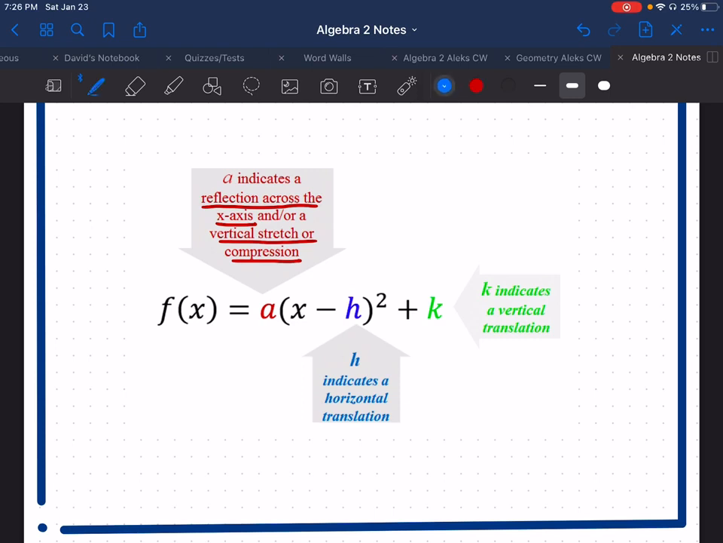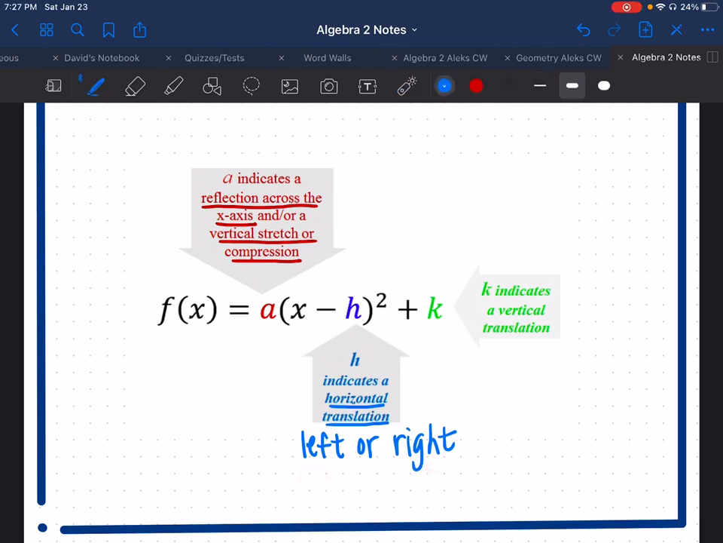H, the number inside with my x, is going to indicate a horizontal translation. Remember, a translation is simply a movement. So we're going to pick the graph up and we're going to move it. Horizontally means we're going to move it to the left or to the right. Also remember that because it is inside the parentheses, this minus is very deceiving. I would think that the minus would move the function to the left, but because it is inside the function, it actually does the opposite. So a minus would actually move to the right, and a plus would actually move to the left. Okay, so just be careful. Remember, H is tricky. Right is minus, left is plus.